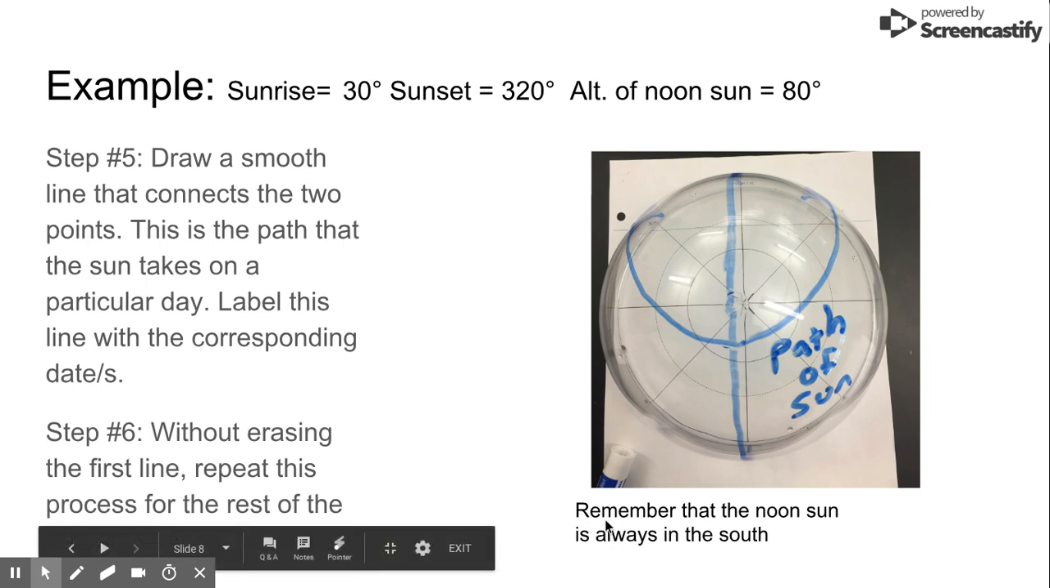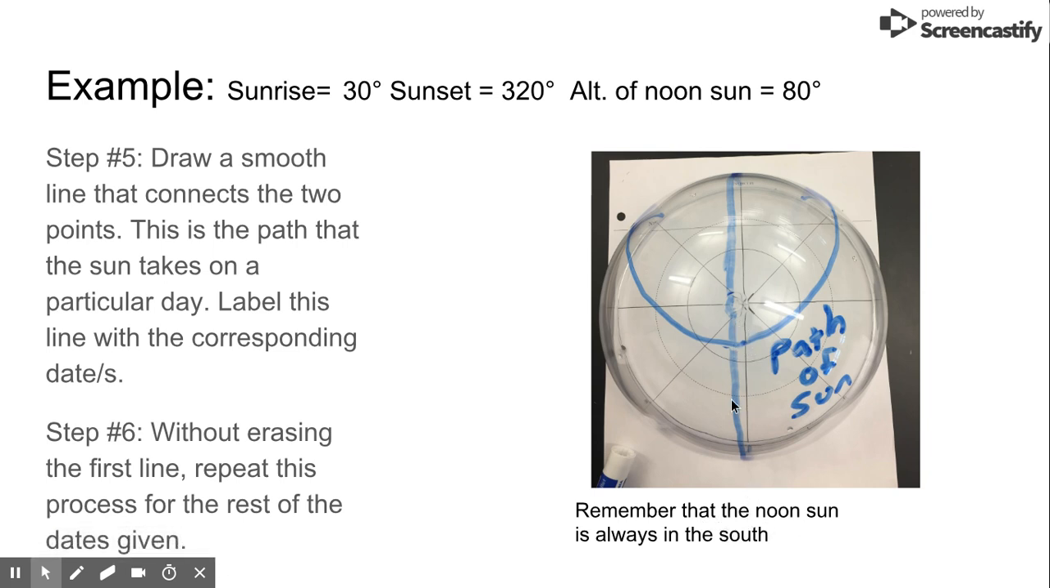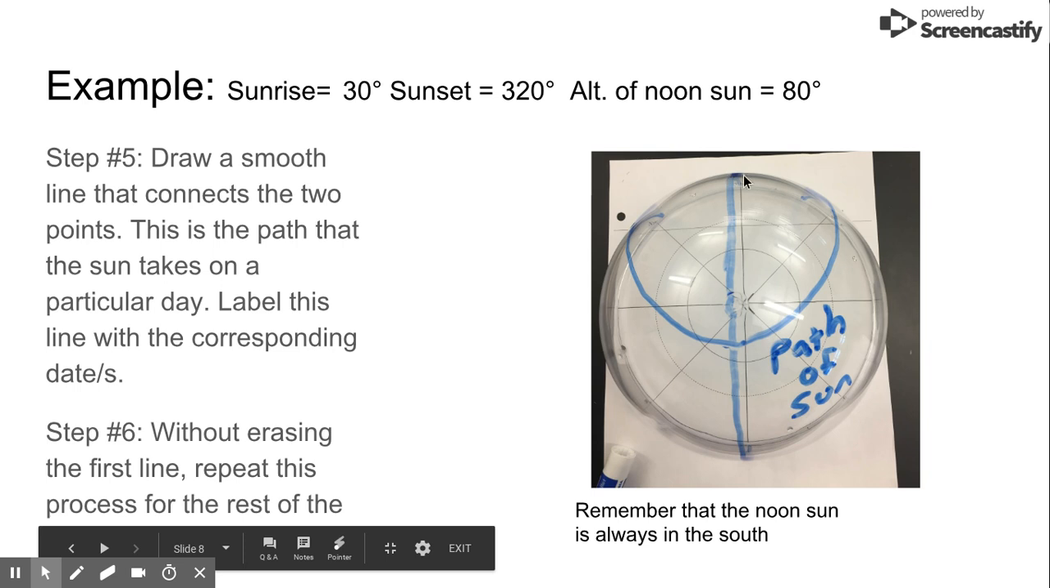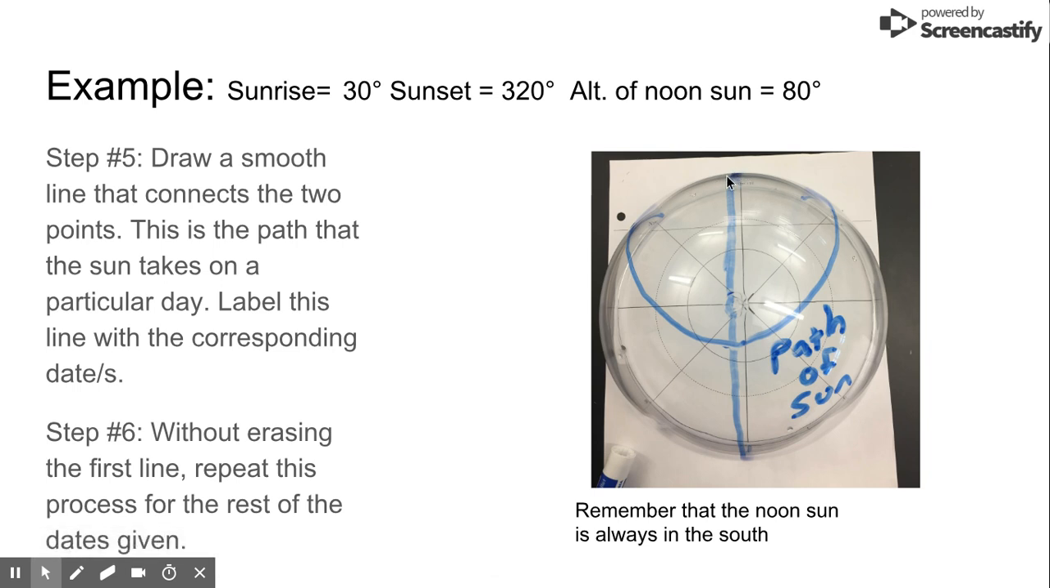One final note. Remember that the noon sun is always in the south. This is my south direction right here, north direction being up here. Do not put your altitude of the sun up here, all right? We can always see it in the south in New York State.